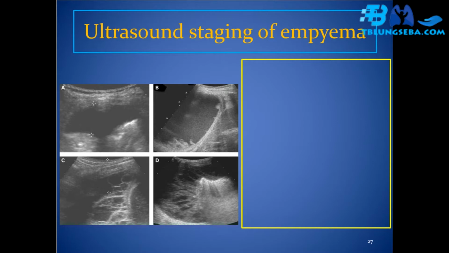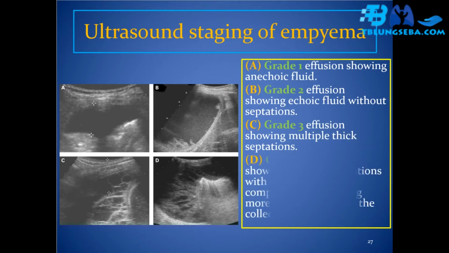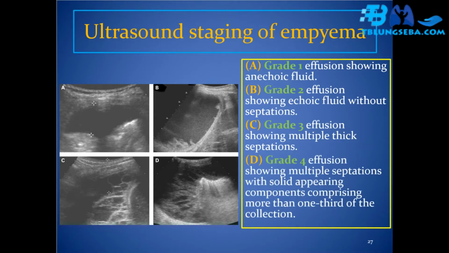Ultrasound staging of empyema. A. Grade 1 effusion showing anechoic fluid. B. Grade 2 effusion showing echoic fluid without septations. C. Grade 3 effusion showing multiple thick septations. D. Grade 4 effusion showing multiple septations with solid appearing components comprising more than 1/3 of the collection.